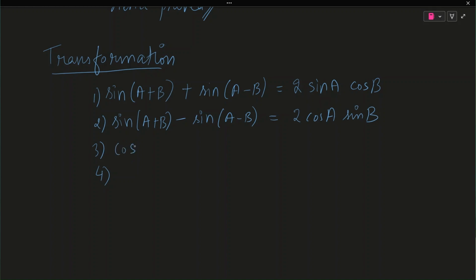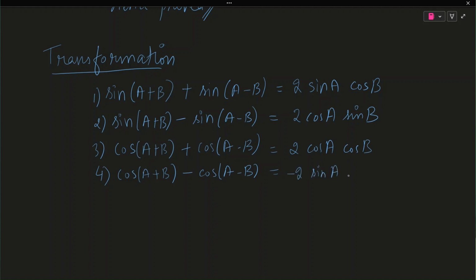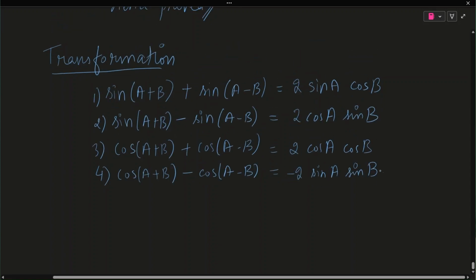Same way, cos of a plus b plus cos of a minus b, same way here with the minus. Cos of a plus b minus cos of a minus b. This would end up getting 2 cos a cos b, and here minus 2 sin a sin b. Okay, so these are the basic 4 identities where we were adding and subtracting those ratios.